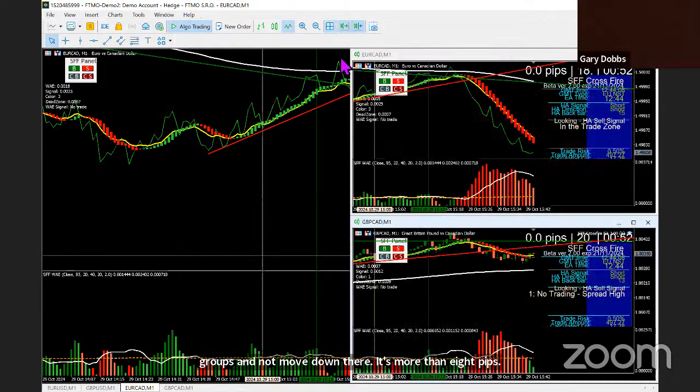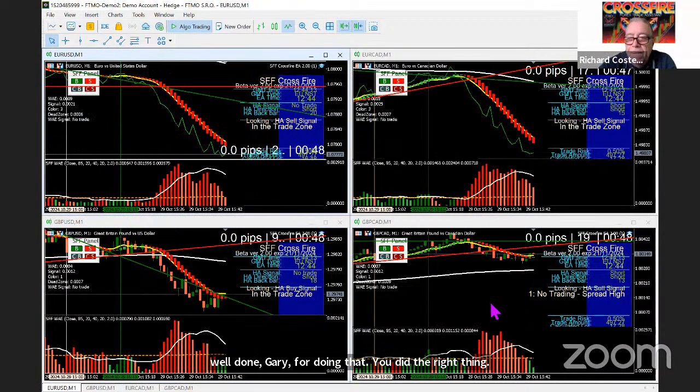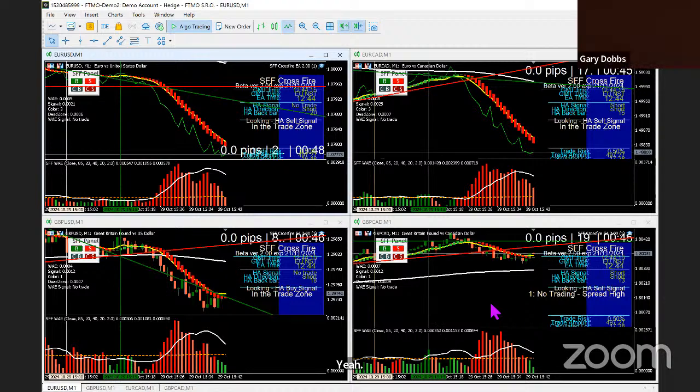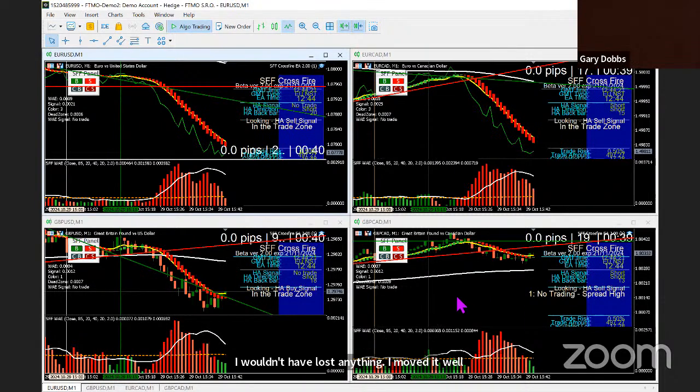Just take them as well, because I was watching it and watching it drop quickly. Yeah, I'll move my stop loss right down as well, so even if it turned the other way, I wouldn't have lost anything. I moved it well below the get-in price. Right, that's good.